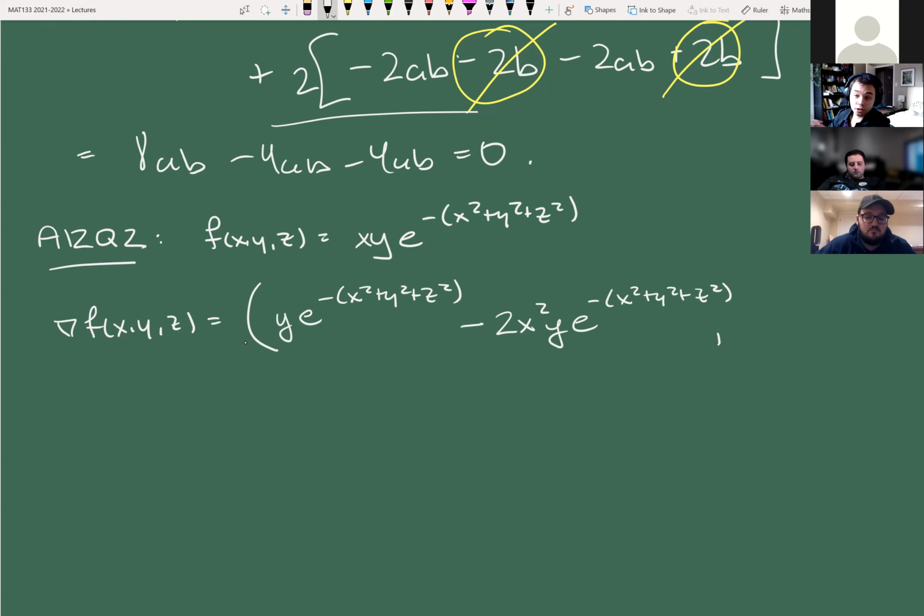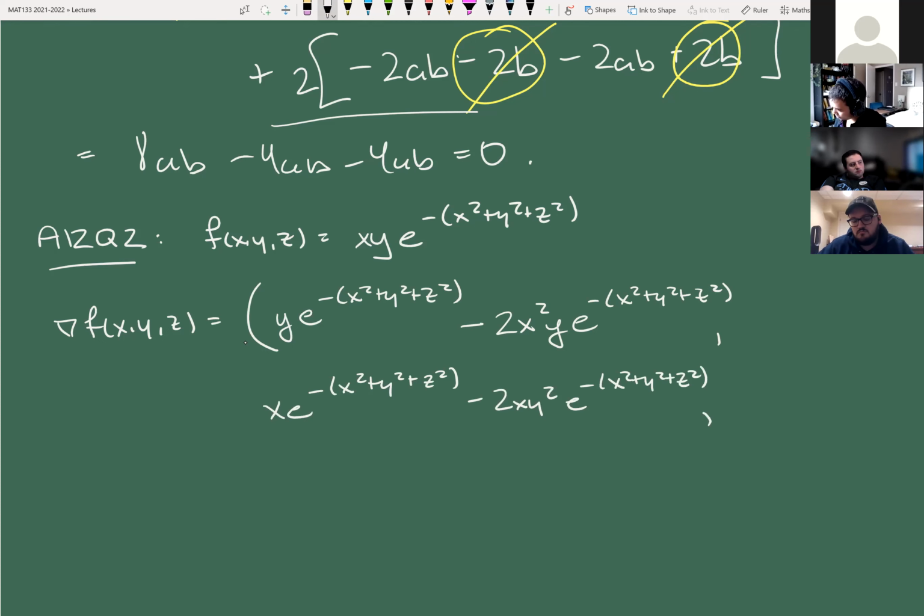Now this equation is completely symmetric in x and y. So when I differentiate it in y, I should get the same thing just with x and y reversed. Okay, and then when I differentiate it in z, it's nice because I just don't have to use the product rule. So I should just get negative 2xyz e to the negative x squared plus y squared plus z squared, right? So far, so good. Right, so I get this thing.